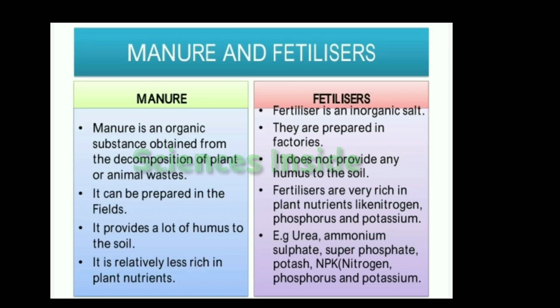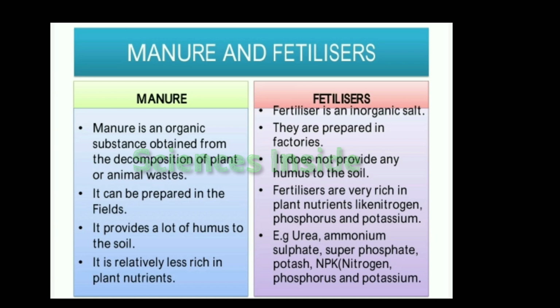So let's study about the difference between manure and fertilizers. Manure is an organic substance obtained from the decomposition of plant or animal waste, whereas fertilizer is an inorganic salt. Manures are prepared in the fields, whereas fertilizers are prepared in the factories. Manures provide a lot of humus to the soil, whereas fertilizers do not provide any humus to the soil.